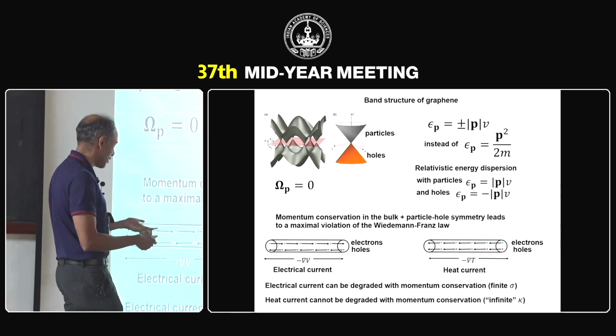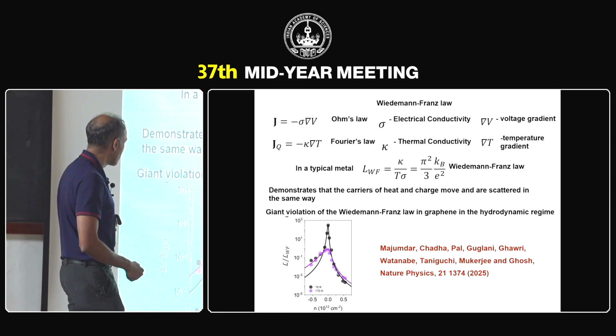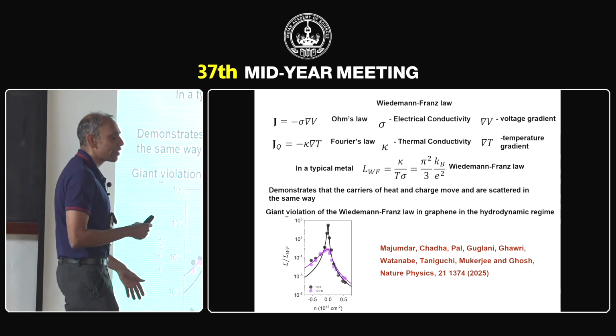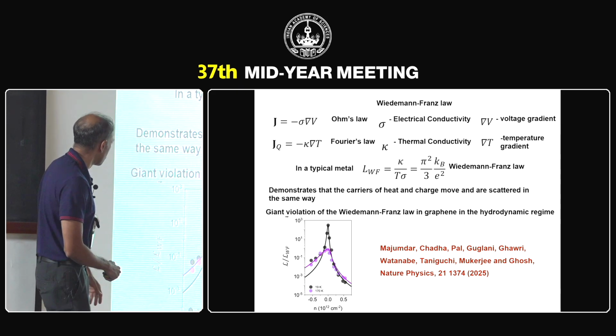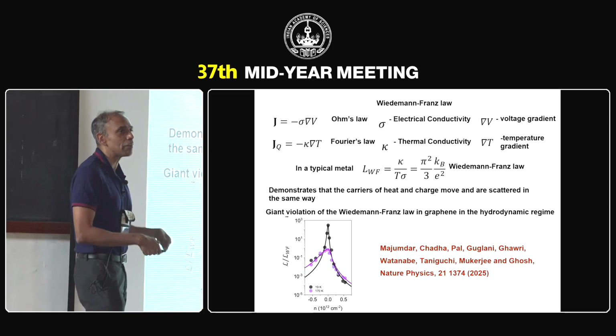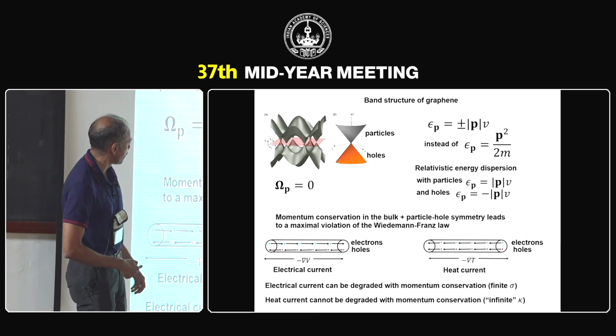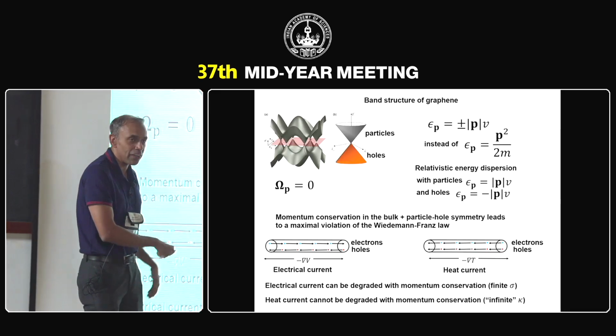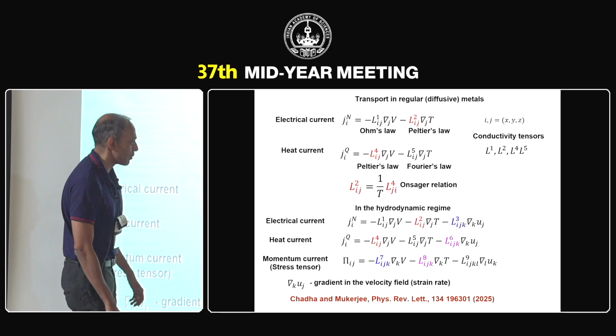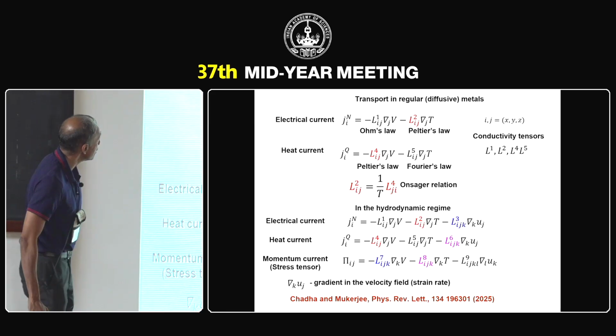Of course, in practice, that doesn't happen. Things are not infinite. But it's because the thermal conductivity and the electrical conductivity behave so differently that you have the spectacular violation of the Wiedemann-Franz law, which comes from a combination of momentum conservation and this funny energy momentum relationship in graphene. Okay, so I'll just conclude in the next couple of minutes.